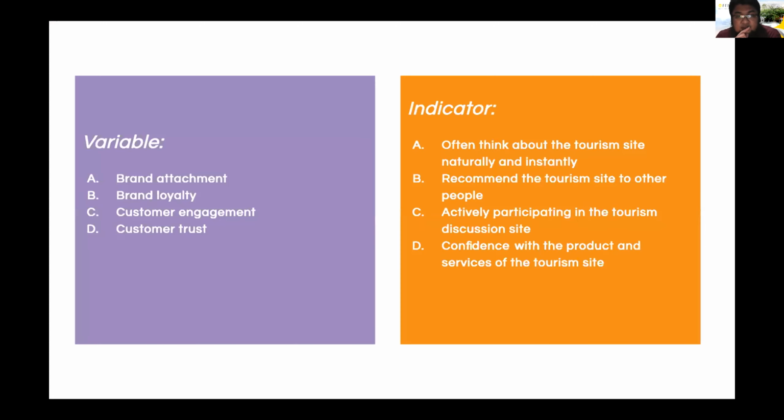So does this mean that brand attachment is measured by indicator A, brand loyalty by indicator B, and so forth? Yes, sir. Okay. It's very rare for complex variables like attachment, loyalty, and engagement to be measured by only a single item. First of all, I think your research design already fits the purpose.